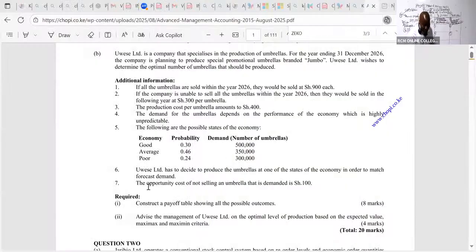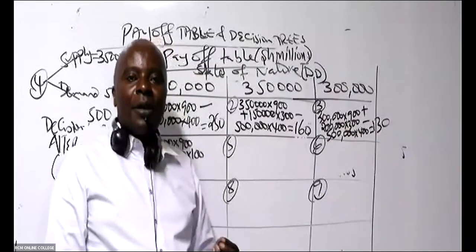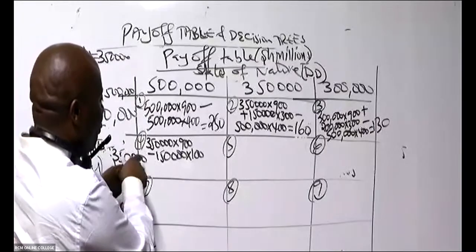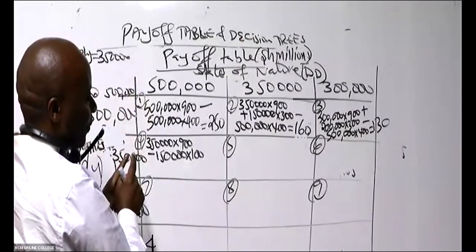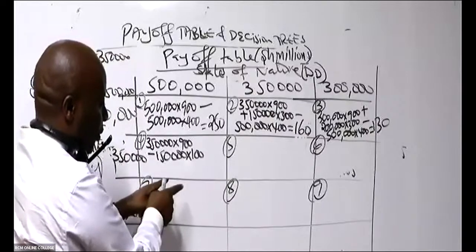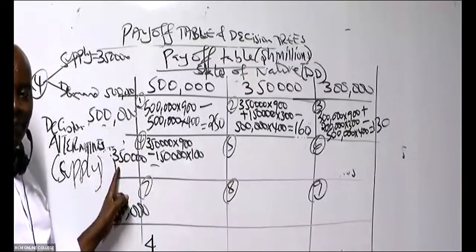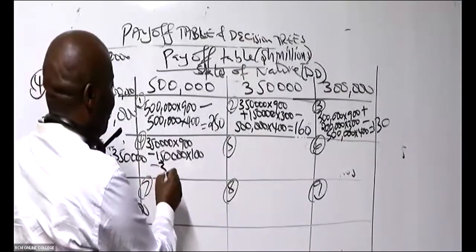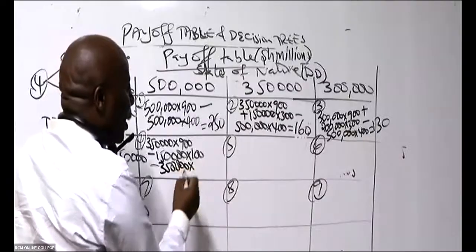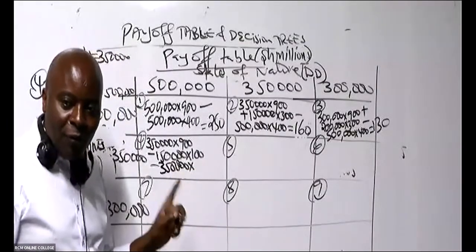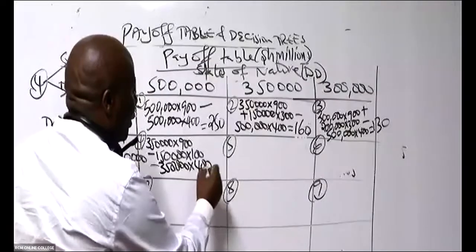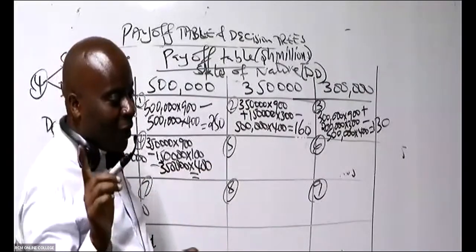Look at note number 7. The opportunity cost of not selling an umbrella is 100. If somebody comes and says, hey, I want an umbrella and you don't have it, then because you can see here, we've supplied 350, but there are so many guys demanding. So then minus 150,000, all right? Minus the cost of production. How many do we produce ourselves? 350,000. What is the cost of producing one umbrella? 300, no, 400. 400.